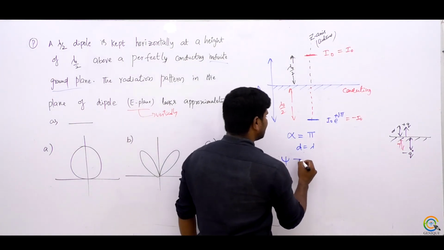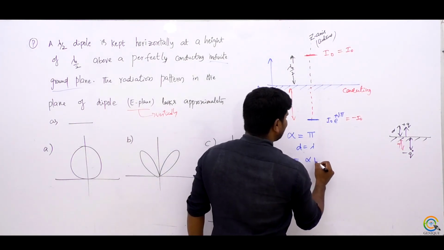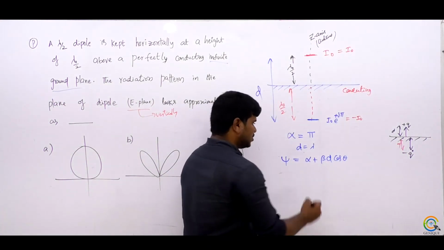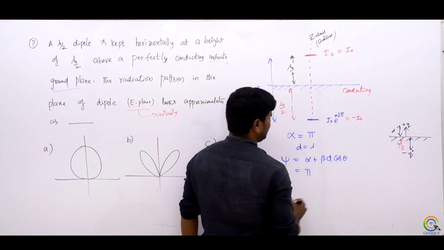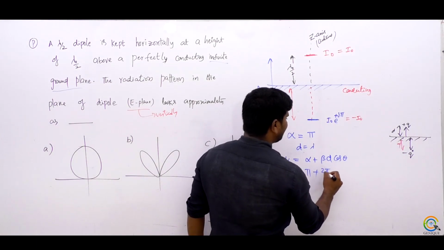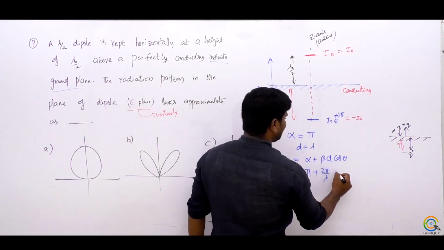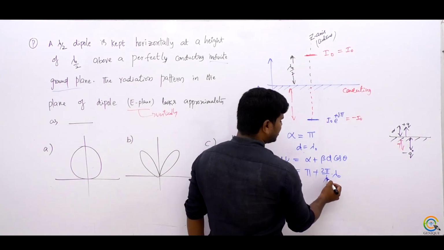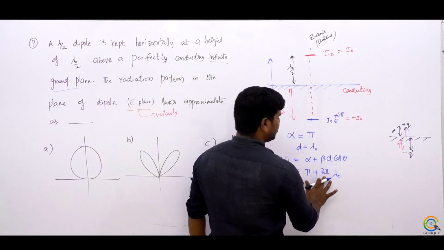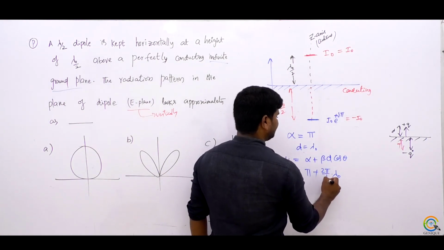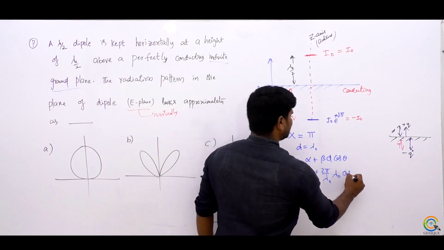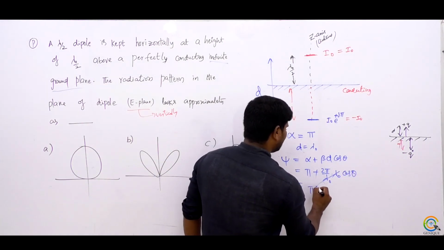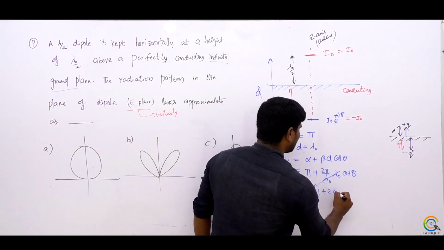So now what is psi? Psi equals alpha plus beta D cos theta. This equals alpha is pi, plus beta is 2 pi by lambda, and D equals lambda, or lambda naught, whatever, times cos theta. So lambda gets cancelled. Psi equals pi into 1 plus 2 cos theta.